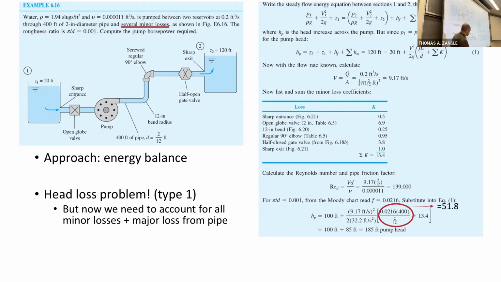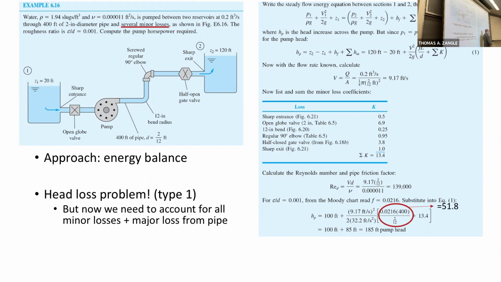I just want to talk for a second about this. So this term here, this is FL over D. We rewrote our HF plus sum of HM as V squared over 2G times the quantity FL over D plus sum of K.